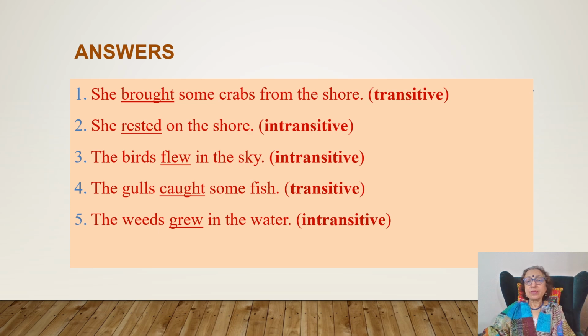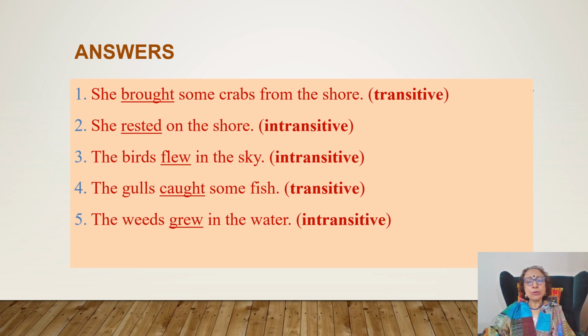Then she rested on the shore. She rested. The sentence is complete. No problem at all. So on the shore is a prepositional object. We are not worried about prepositional objects. There is no direct object, therefore it is intransitive.